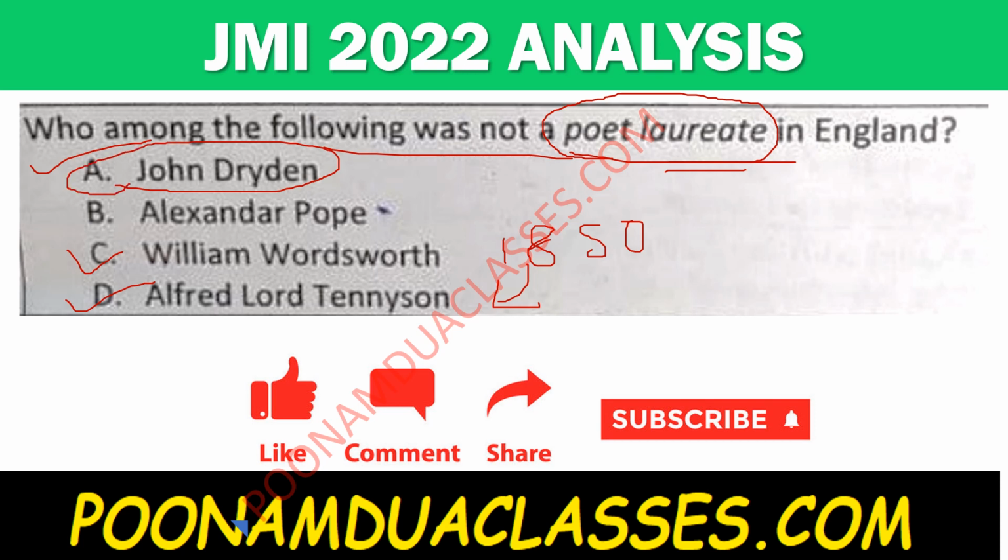That is also generally a question in many exams, who was the first poet laureate. Alexander Pope is the only one who never acquired this position. Alexander Pope, although a very great writer, but here option B is the right one.